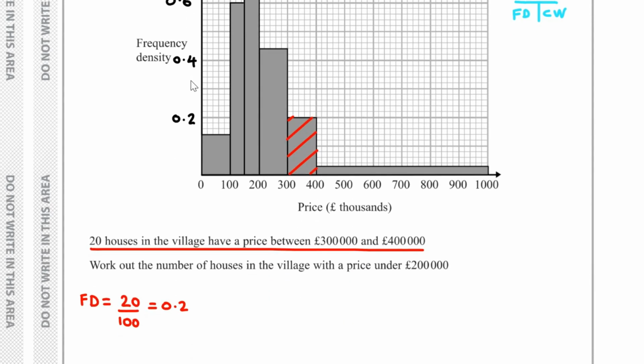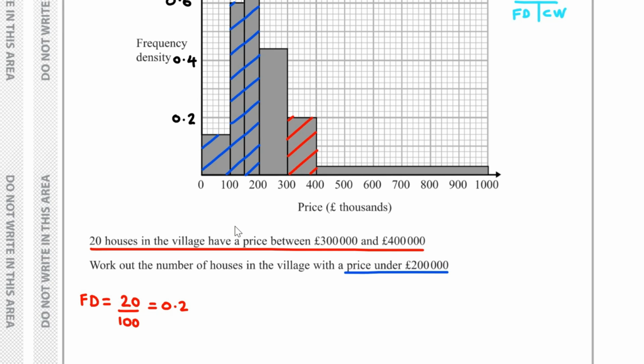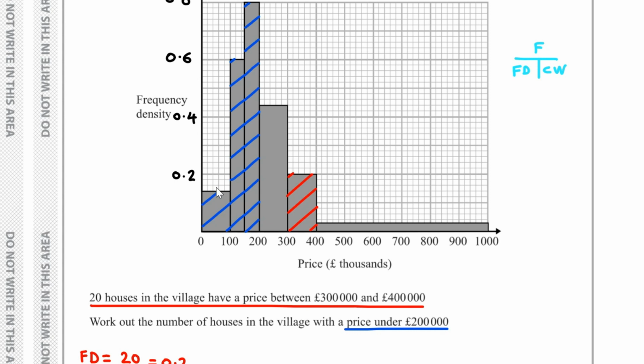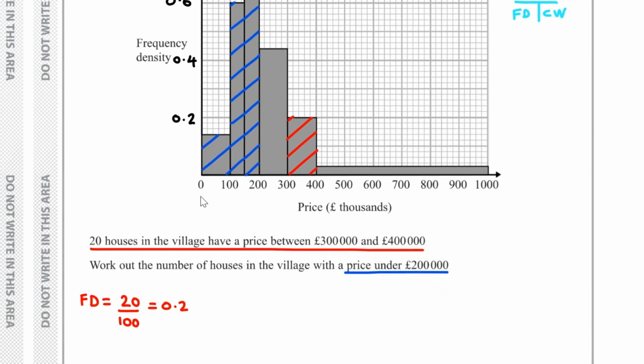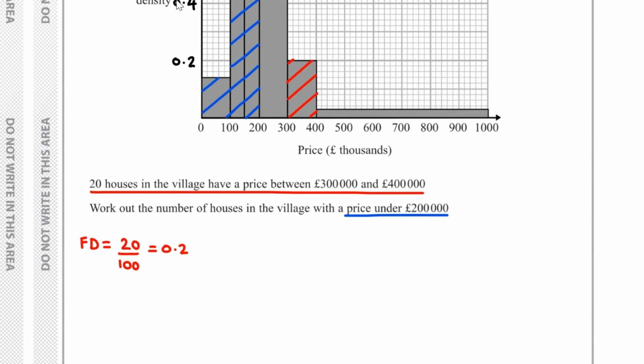What we need to do is work out the number of houses in the village with a price under 200,000. For a price under 200,000, we have this blue region here. Of course, the area corresponds to the frequency, so we can use that to find the total number of houses. Therefore, you can see here for the first box we have 0.14 multiplied by 100.